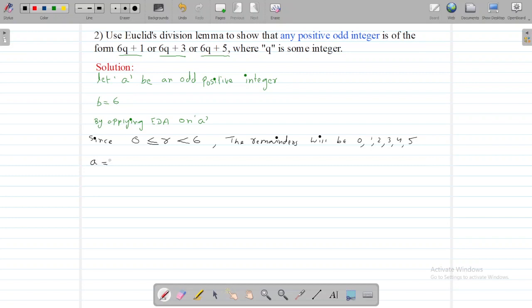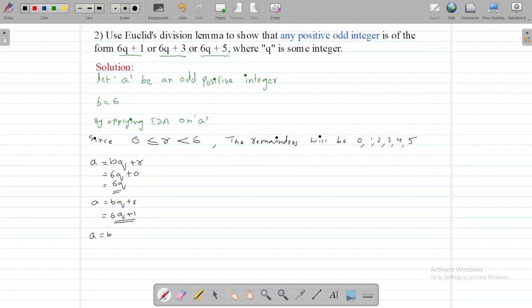a is equal to bq plus r. So here b will be 6q plus 0, that is nothing but 6q. So this is our first value. Similarly, the second one will be a is equal to bq plus r, so here 6q plus 1. So this is our second one.